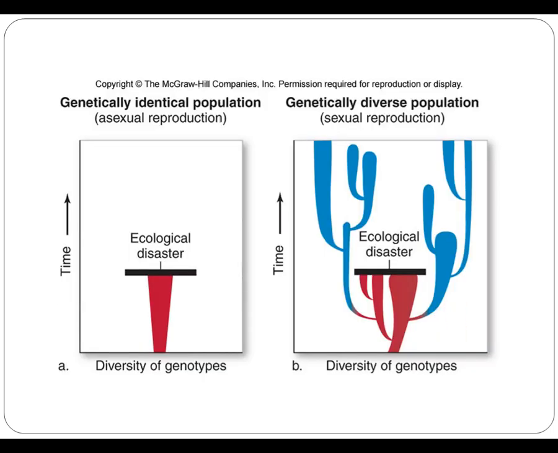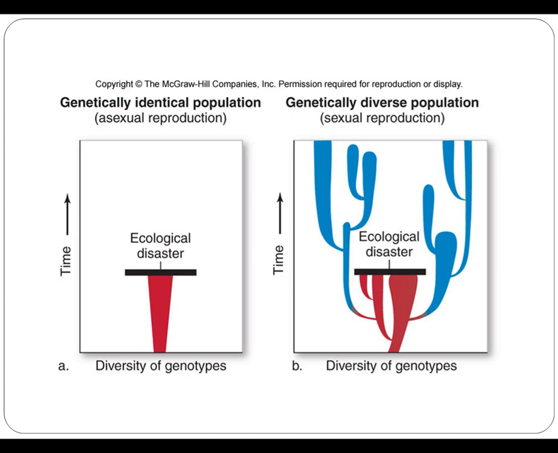Okay, so if there's a change in environment, as illustrated by the dark line here, and all the individuals of a given species or population were genetically the same, they are exposed to the same catastrophic event, like, say, a tsunami, or flood and drought, whatever. It's possible that all of those organisms would die and that genetic material is now gone, or you would call it extinct.